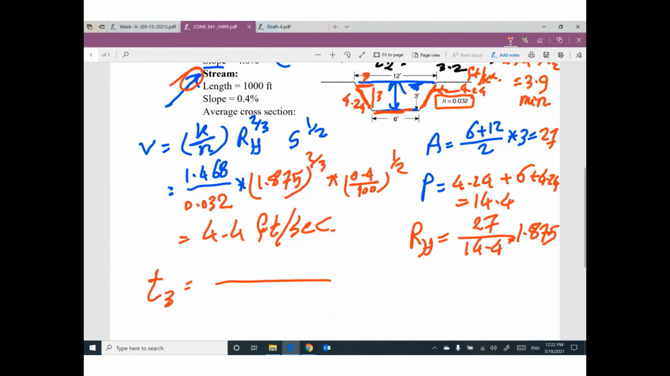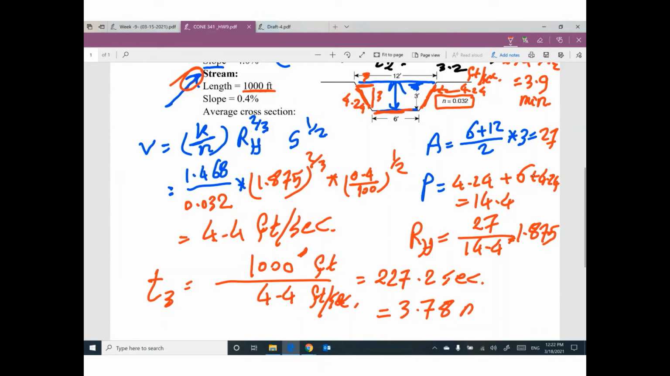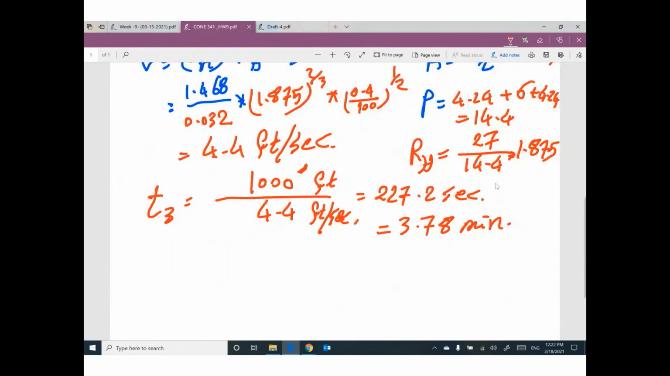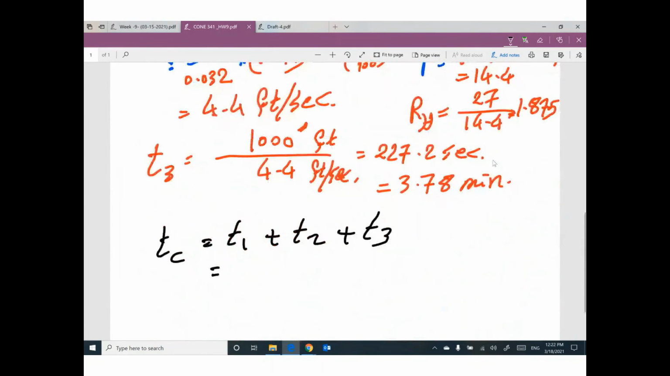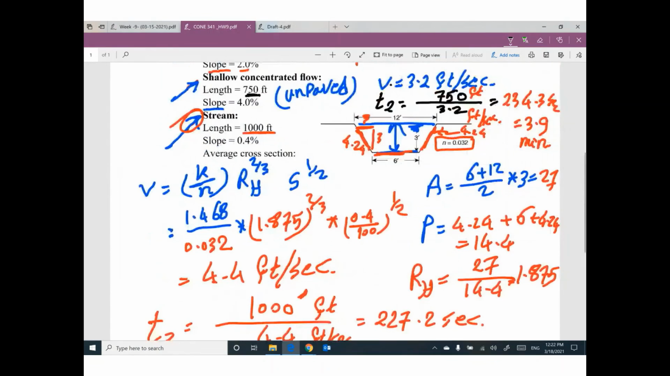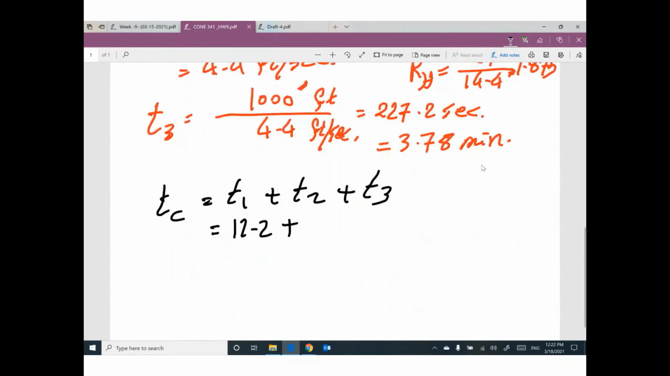The time T3 equal the length of this flow, 100 feet, divide this velocity, and remember this one in feet, this one in feet per second. So your final answer will be in second. Remember this information. 227.2 seconds. I will convert it to minute. 3.78 minutes. So the final conclusion is Tc equal T1 plus T2 plus T3. T1, how long? 12.2 minutes. T2, how long? 3.9 minutes. T3, how long? 3.78 minutes.